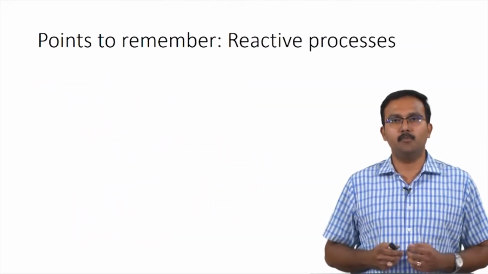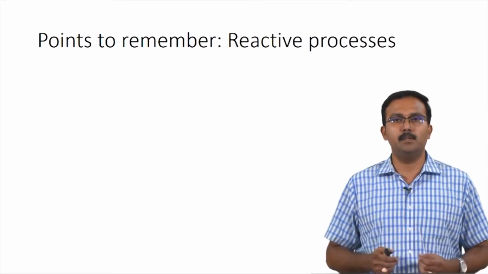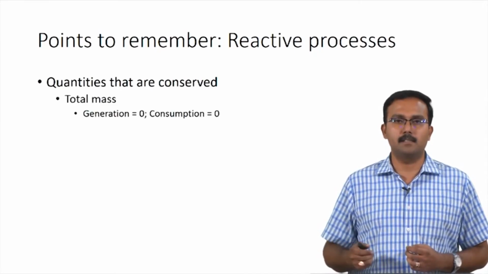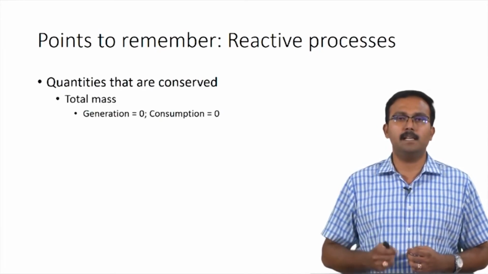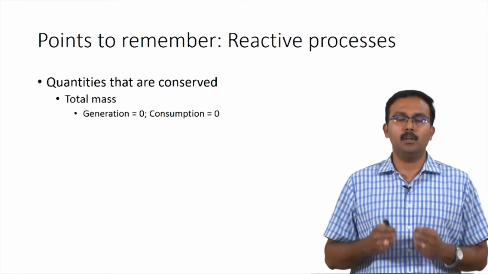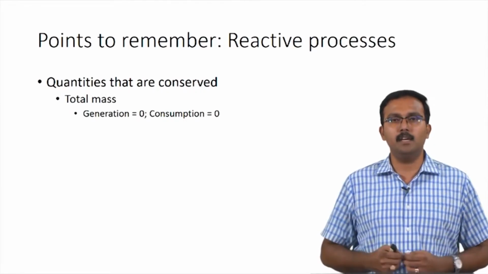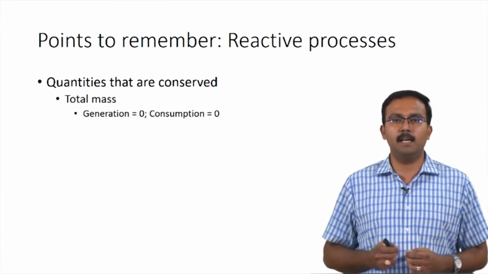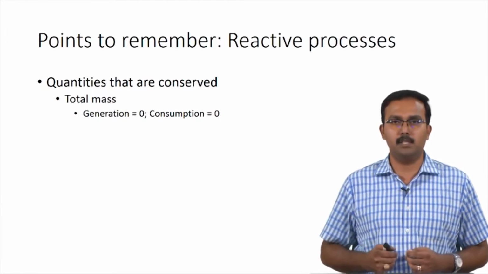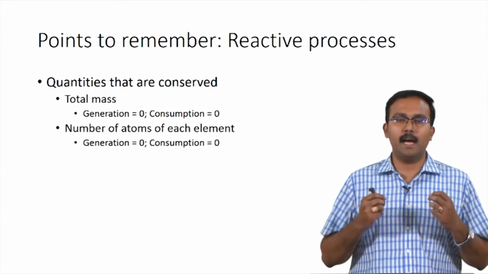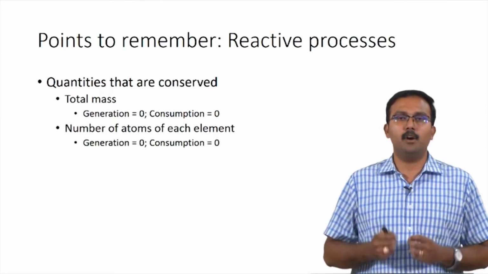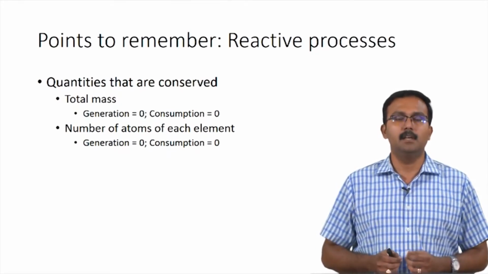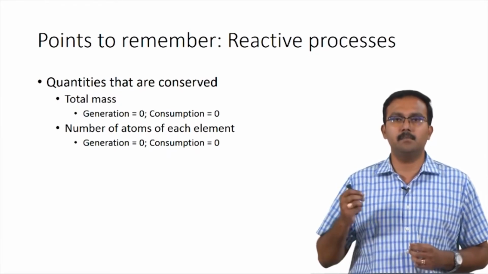When we talk about reactive processes, there are certain parameters which we need to remember. What quantities are conserved? For reactions, mass is conserved. Total mass of the system is conserved; total mass cannot be created or destroyed, which means generation and consumption terms will be 0 when we write the total mass balance equation for a reactive process. When we talk about atoms of each element, the same law of conservation applies. The number of atoms of each element is conserved. Again here you would have generation and consumption terms going to 0.